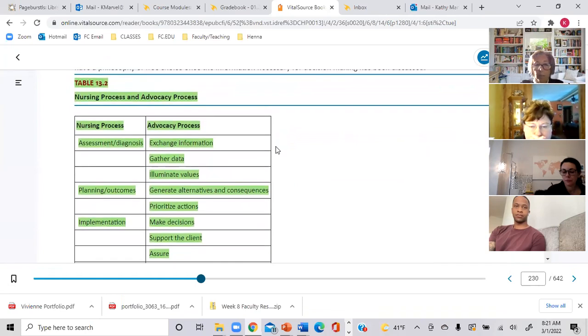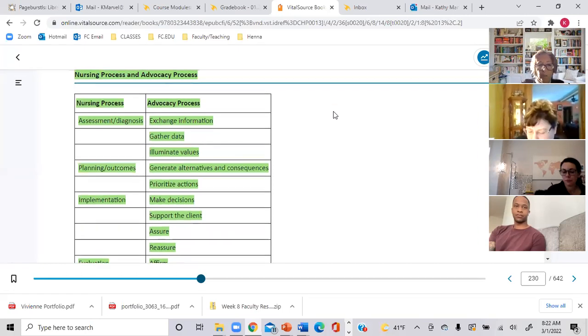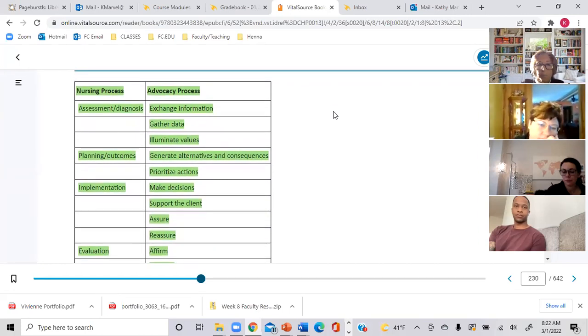Here's another excellent box, 13.2. The nursing process and advocacy process. And to me, this box goes far beyond case management. This is our foundations of nursing. So, for example, in the assessment, what are we doing in the advocacy process? Exchanging information, gathering data, trying to figure out what the values are, planning, generating alternatives and consequences, prioritizing actions.